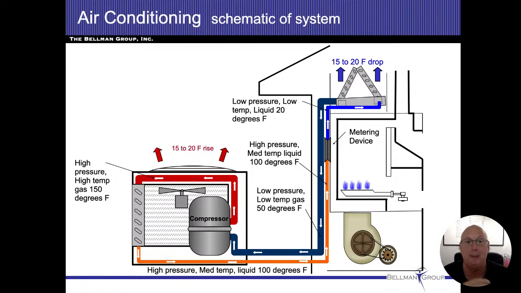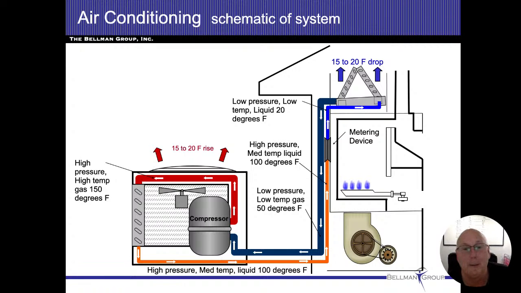I'm absorbing BTUs from inside the house. In other words, I'm removing heat from inside the house. And now I'm going to have a gaseous state. It's still going to be under low pressure. It'll be warmed up until I get to the compressor.